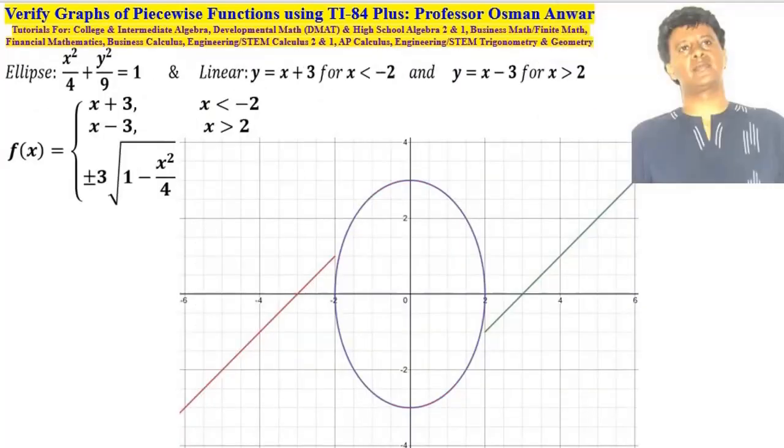Here is an example of an ellipse, x squared over 4 plus y squared over 9 equals 1, and a linear function y equals x plus 3 for x less than minus 2, and y equals x minus 3 for x greater than 2. This can be written as a piecewise function: f of x equals x plus 3 for x less than minus 2, x minus 3 for x greater than 2, and between minus 2 and 2 it is the ellipse x squared over 4 plus y squared over 9 equals 1. This can be solved for y equals plus or minus 3 times the square root of 1 minus x squared over 4.